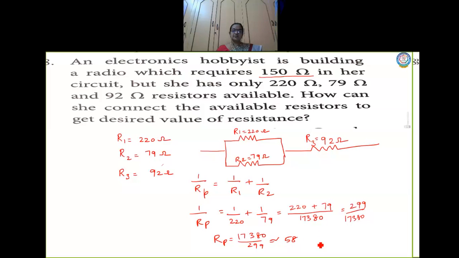So what will be the effective resistance now? Rs is equal to Rp plus R3. So it is 58 plus 92, which will be 150 ohm, which is the required resistance. Did you understand this? Yes? Okay.